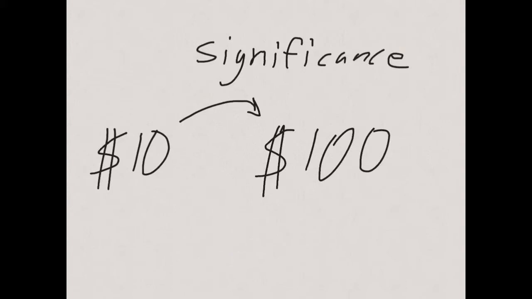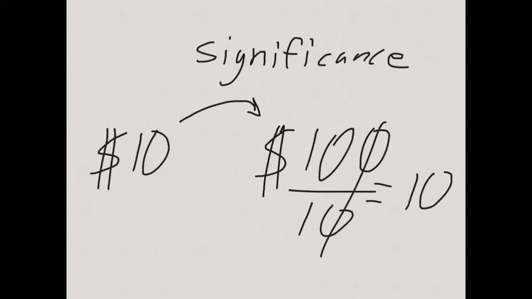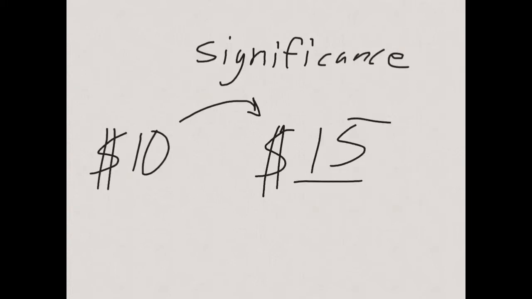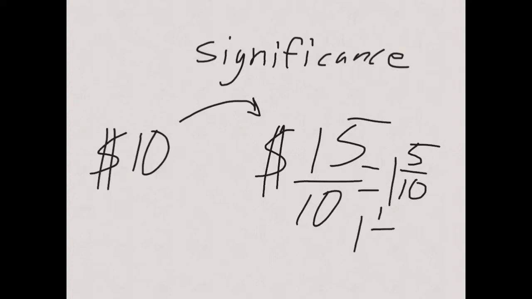See, I'm not good with multiplication, but I'm awesome at division. Well, let's divide. I get 10 over 1, or 10. Here, let's divide this by 10. Well, 10 goes into 15 one time. I'm left with the remainder of 5 over 10, or 1 and 1/2. So my buddy found 1.5 times more than me. It's not significant.